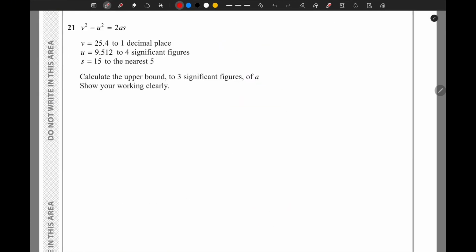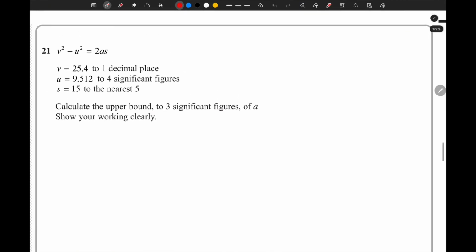Now moving on to the next question. We have an equation that v square minus u square equals twice as. We just need to calculate the upper bound of a. First of all, let's make a the subject. So if we make a the subject, this gives us v square minus u square divided by 2s.